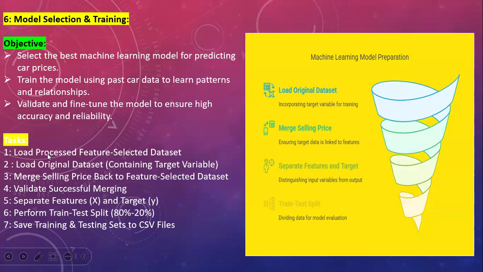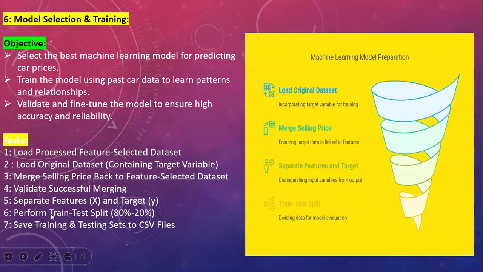So first we need to load the processed, feature selected dataset. Then after that, we are going to load the original dataset containing the target variable. Then we need to merge these two for the feature selected data. After that, we are going to validate the successful merging. And after that, we are going to separate the features as the X values and the target variable as the Y.